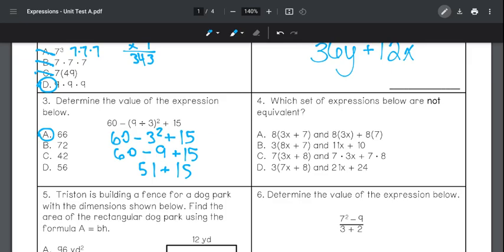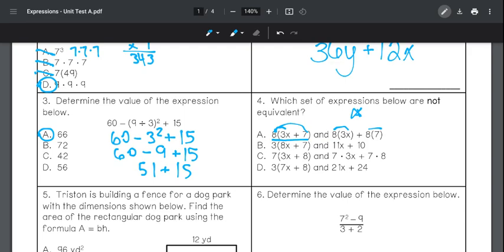4. Which set of expressions below are not equivalent? It's basically saying if we have a problem where we need to use the distributive property, which second expression isn't giving us the correct steps or correct answer. So 8 times 3x, that's what they're doing here. 8 times 7, that's what they're doing here. So that's a good option.